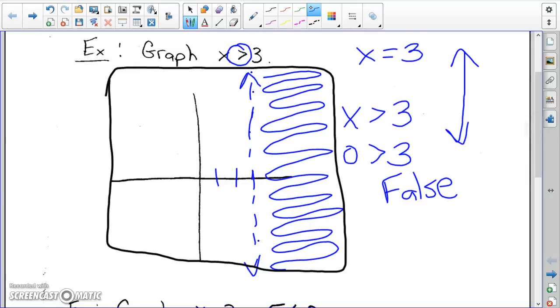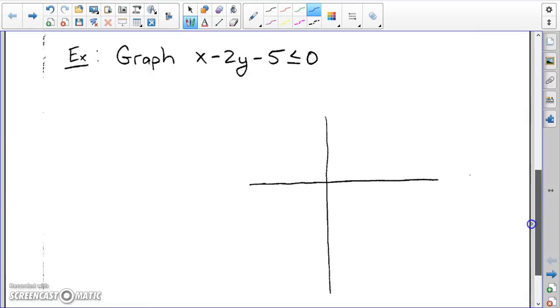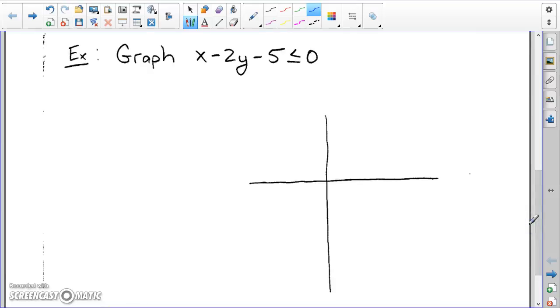Alright, let's graph another one. Okay, this problem we actually have x and y. So we need to get y by itself before we can decide what to do here. So we're first going to isolate the negative 2y by subtracting x and adding 5.